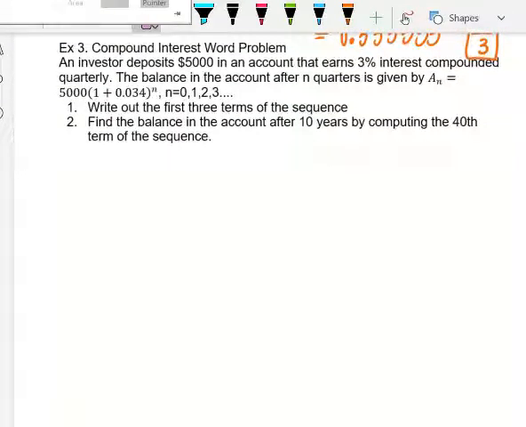Alright, so this is example number 3, compound interest word problem. An investor deposits $5,000 in an account that earns 3% interest compounded quarterly. The balance in the account after n quarters is given by a_n equals 5,000 times 1 plus 0.03 over 4 raised to the nth power for n equal to 0, 1, 2, and 3. Part 1 says write out the first 3 terms of the sequence. So go ahead and do this, pause the video, and then go back.